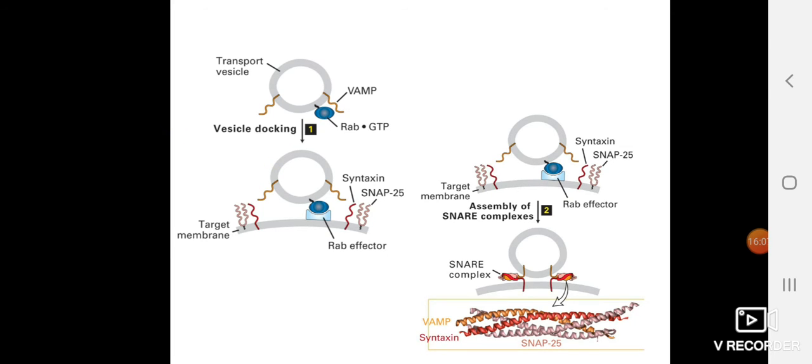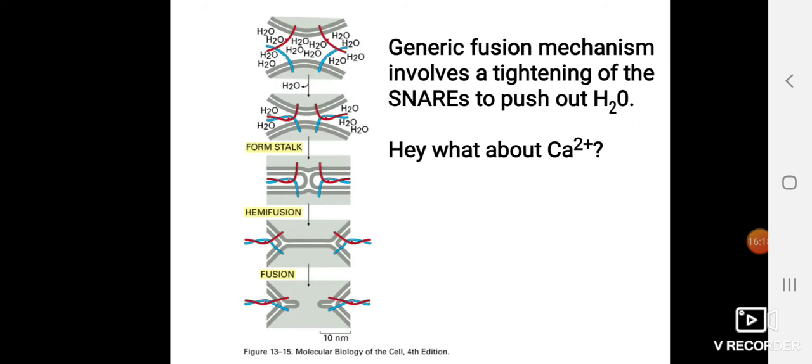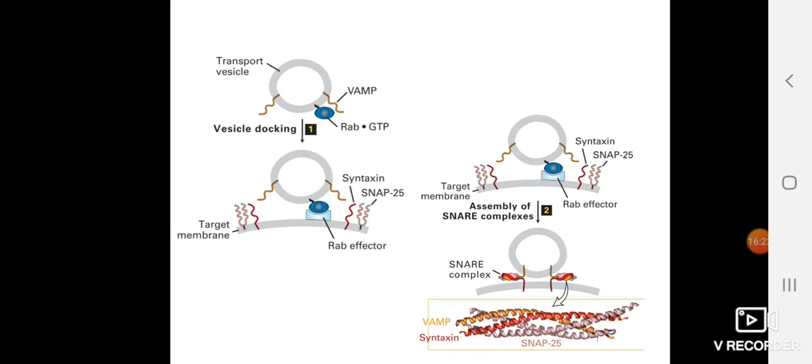First the docking takes place, and a very important aspect here is the RAB protein molecule. These RABs are very important proteins. RAB is called a RAS superfamily protein, and there are plenty of varieties of RABs. Depending upon the particular RAB and its RAB effector complex, the specificity in the binding and fusion of the vesicle takes place.